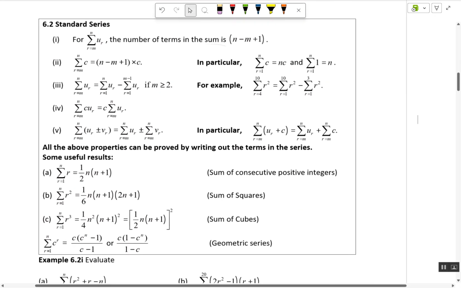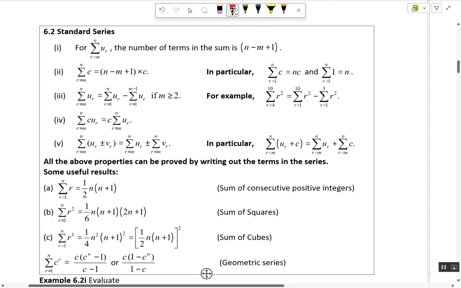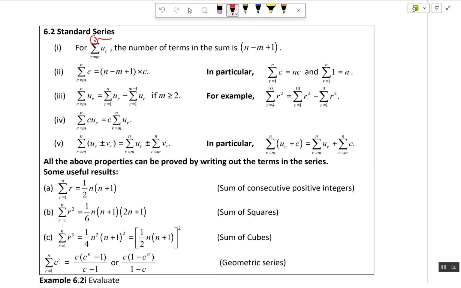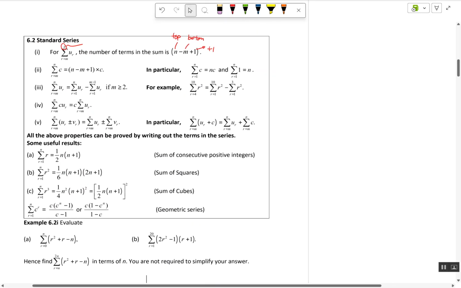So where does n minus n come from? Basically this is a very easy way of finding out how many terms there are. You look at the top number minus the bottom number, then plus 1. Okay, plus 1.